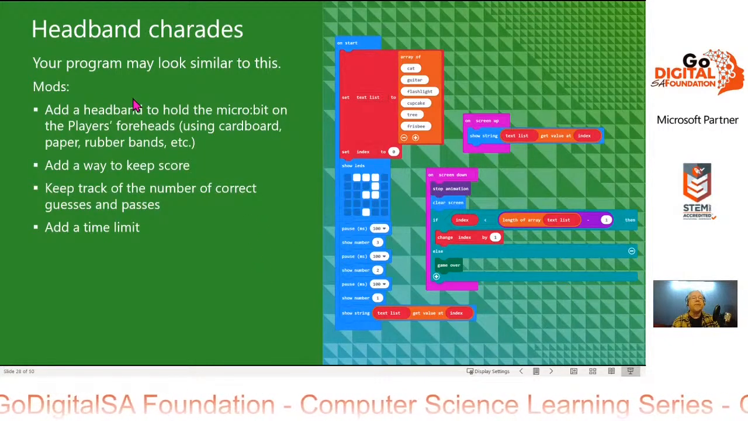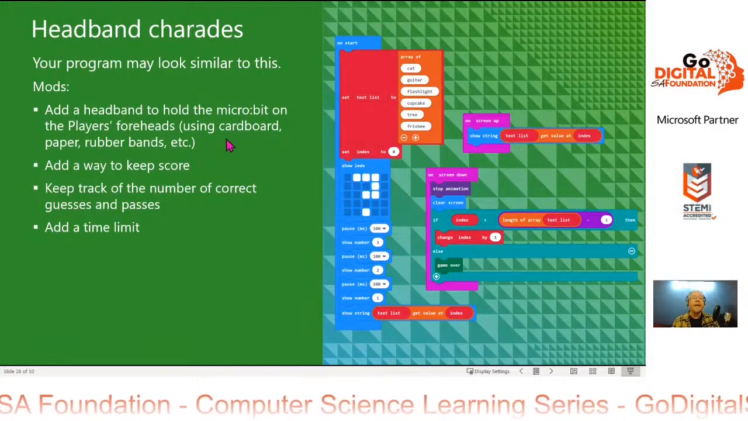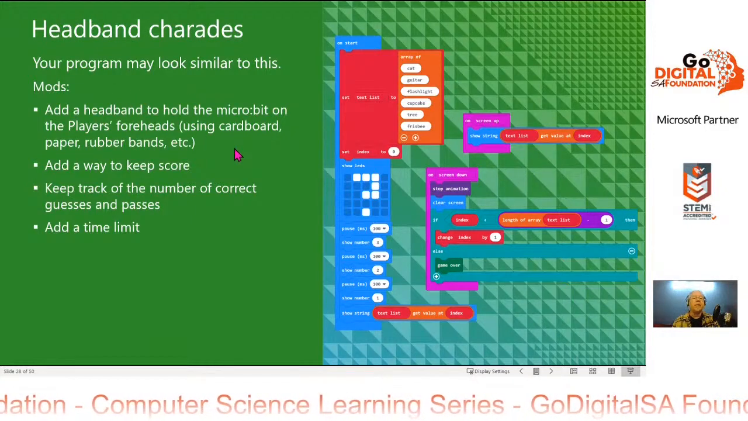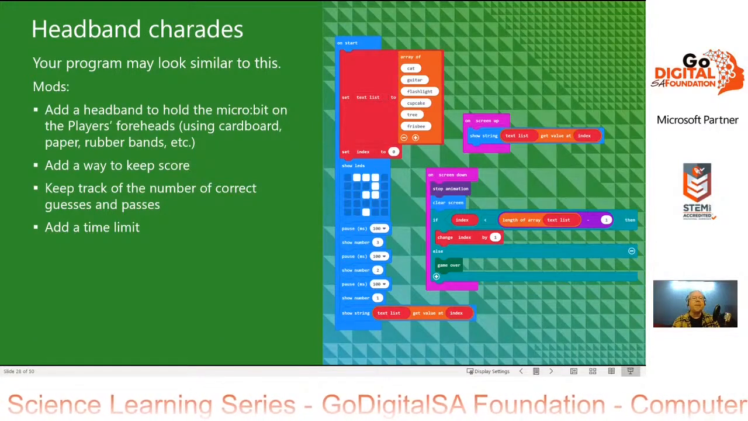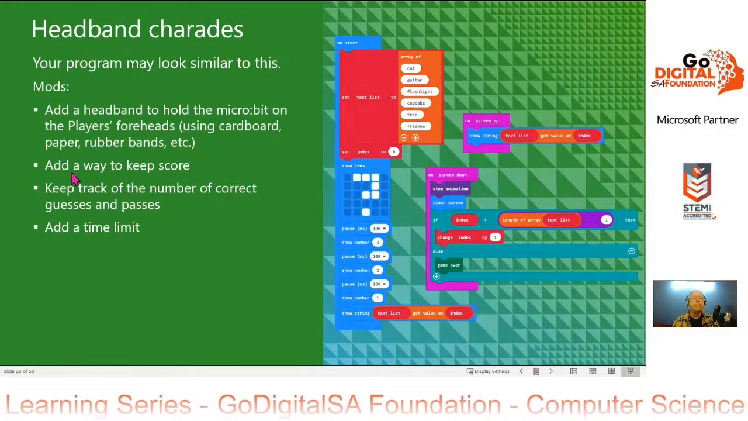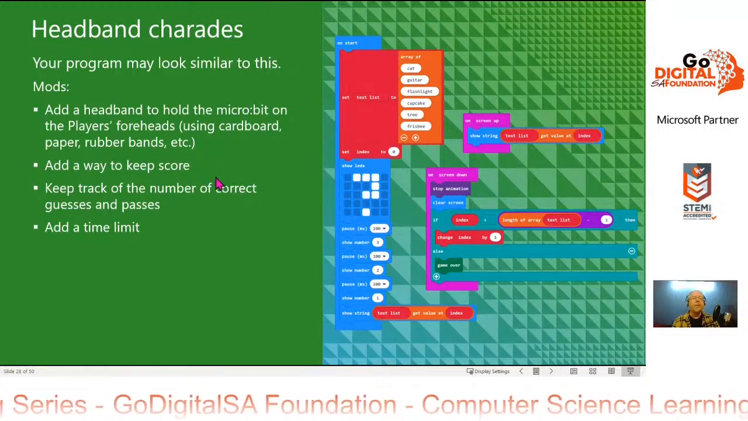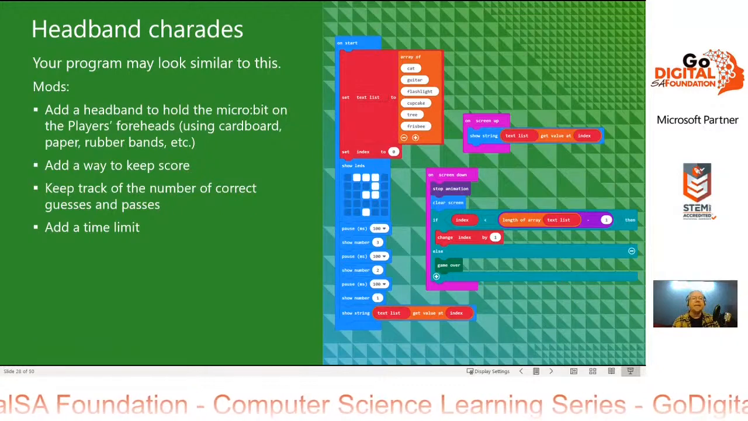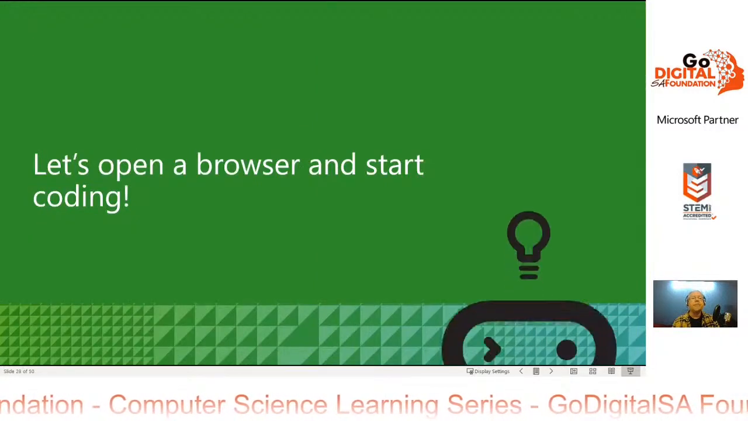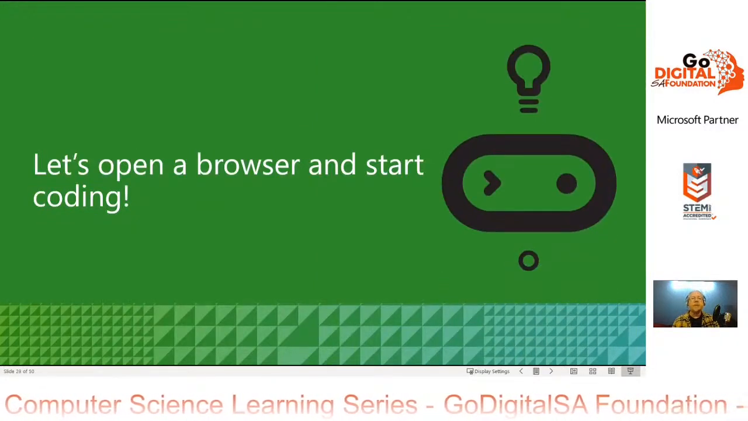And some modifications we could add to it. We could make a headband to hold the microbit on to the players' foreheads. You can use paper, rubber bands, and so on. And we can add ways to keep score, keep track of the number of correct guesses and passes, and add a time limit. Okay, so let's open a browser and start coding.